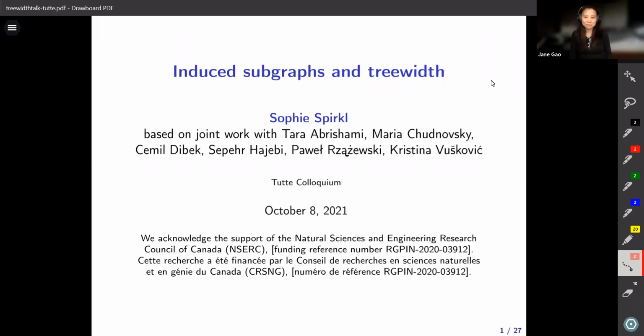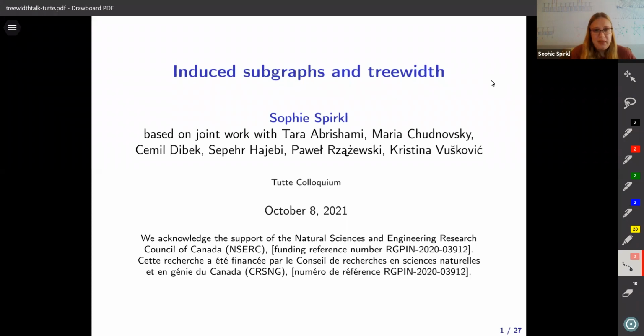So I'm talking about induced subgraphs and treewidth, and this is joint work with Tara Abrishami, Maria Chudnovsky, Jadwiga Czyżewska, Sepehr Hajebi, Paweł Rzążewski, and Kristina Vušković. And what I'll talk about is a bit of an overview of the whole thing, and then I will tell you some of the ideas for one specific result, which is joint with Tara, Maria, and Sepehr.